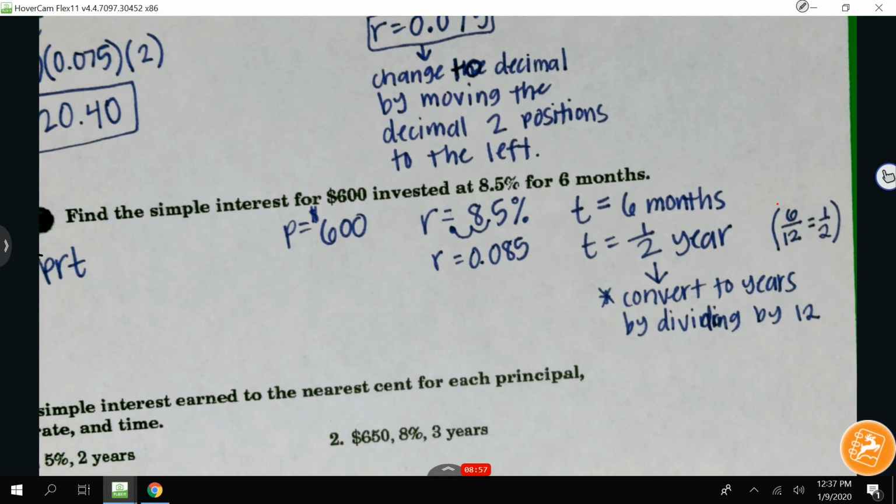However many months they give you, you're always just going to divide that number by 12, and that's what you're going to plug in your formula.